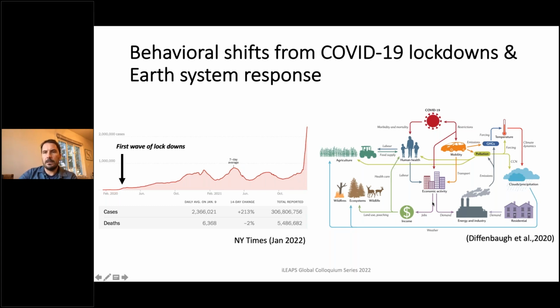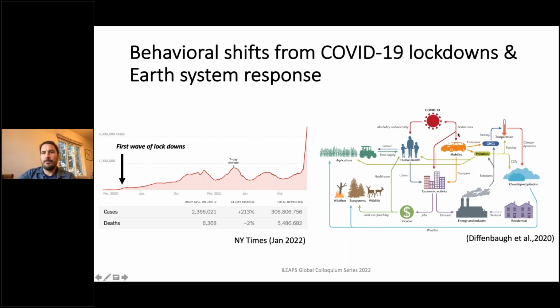Early on in the pandemic, folks like Noah Diffenbach at Stanford University and others came up with pathways of how they hypothesized COVID-19 would affect the Earth system. And so you can follow these pathways through the various arrows here, where COVID-19 would increase mortality rates or lead to restrictions. This would have direct impacts on human health, which would then affect our food supply and our economic systems, and eventually affect the way that we interact with our natural ecosystems.